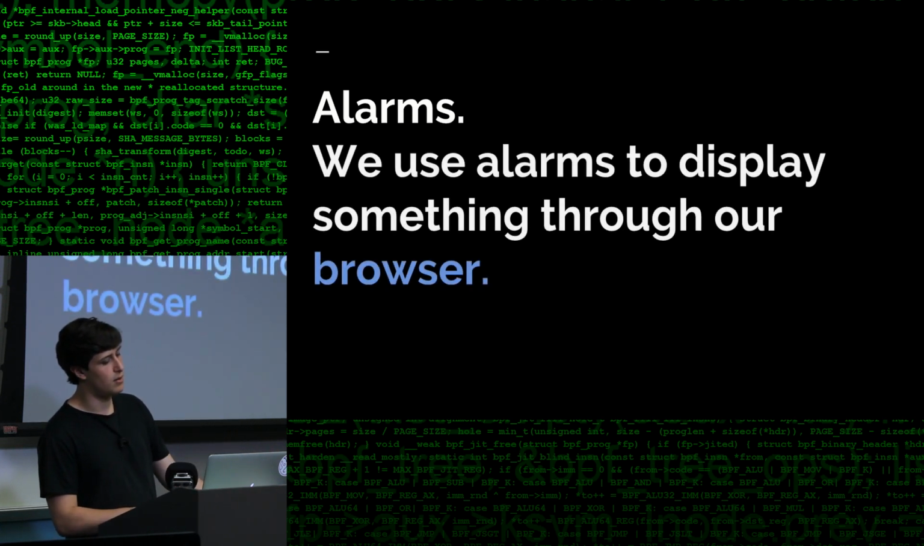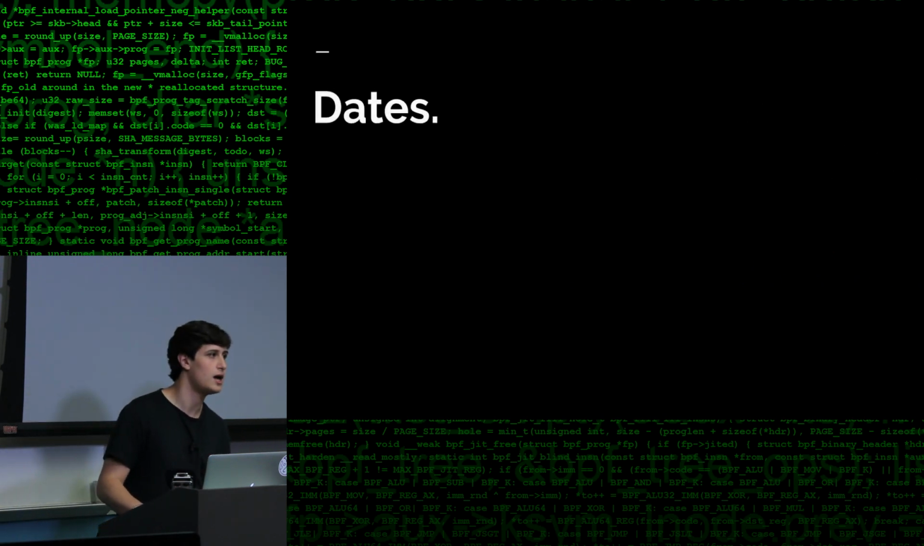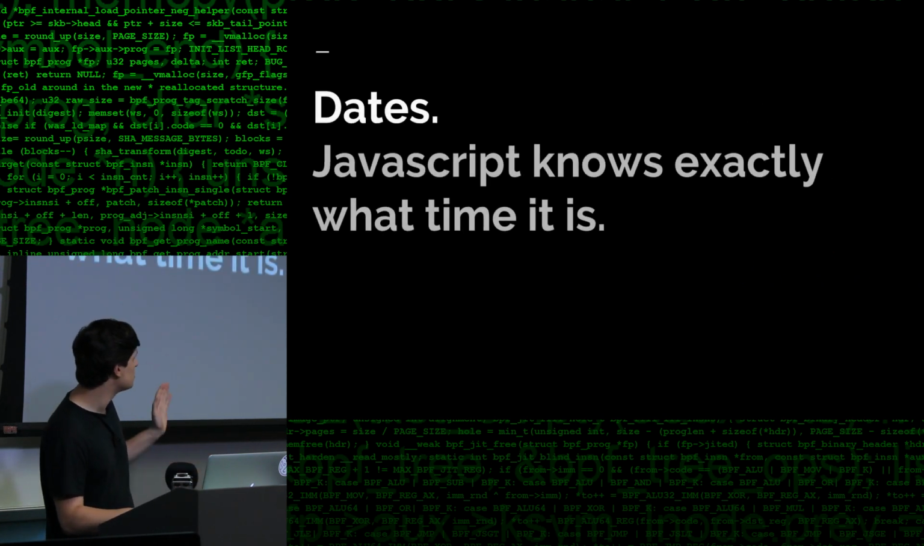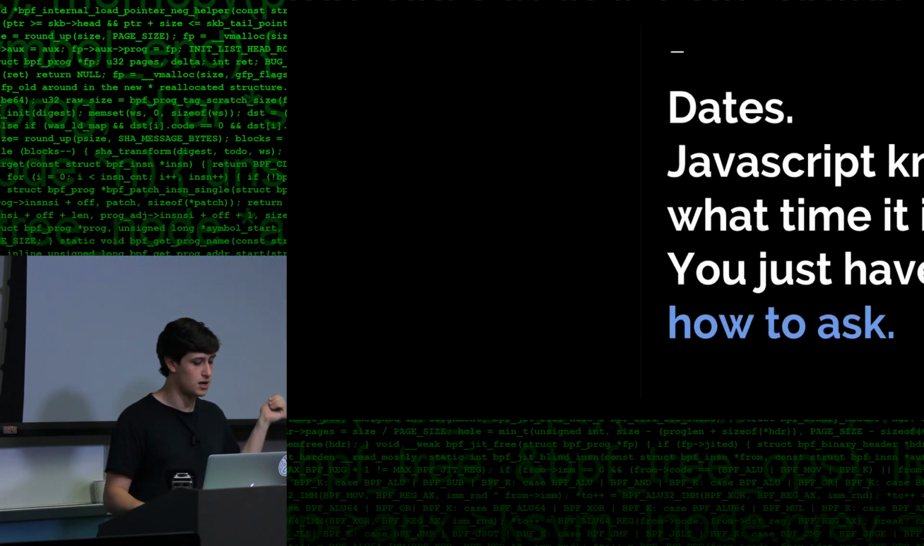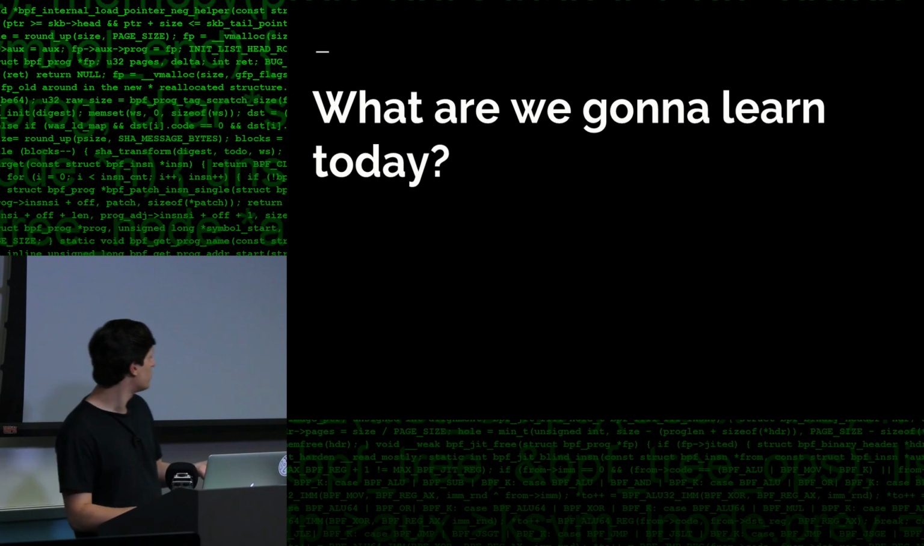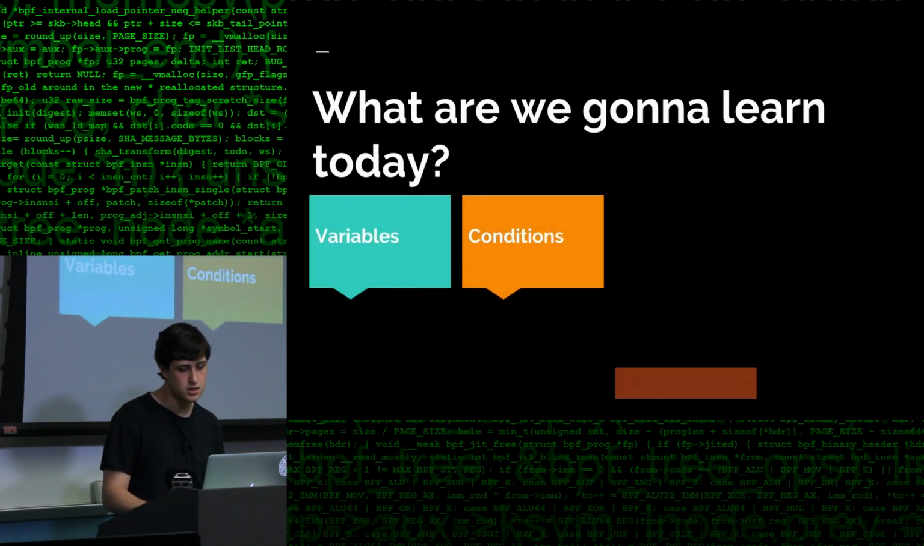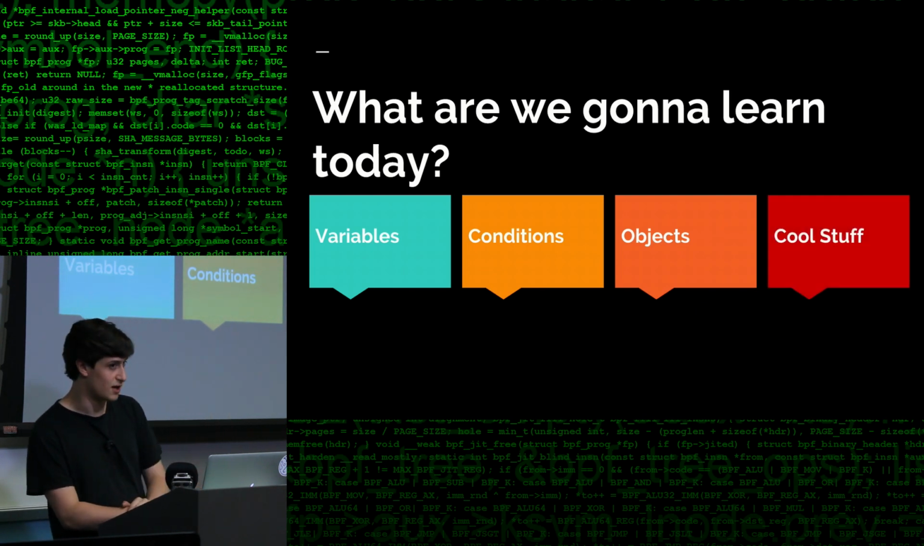And then we're going to be looking at dates. So what's the date today, and so on. JavaScript always knows what time it is, and there is a syntax to do it. So generally speaking, we're going to be learning about four different things: variables, conditions, objects, and cool stuff.